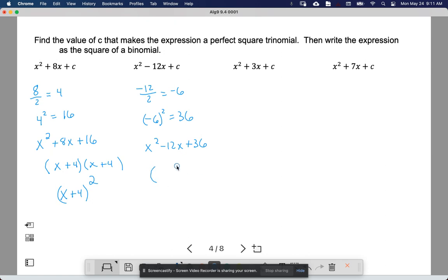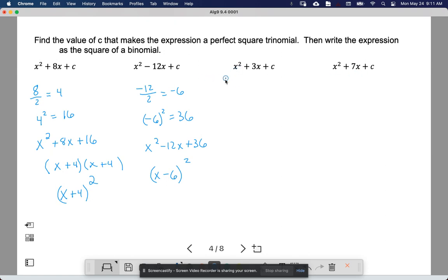So again, I'm just going to jump right into it. This time it's going to be a minus sign in the middle, an x, and then the square root of that, which is 6, which actually is right there. The minus 6 pulls it in. Just like this is the positive 4, pulls it in. So let's go ahead and do this third one together, and then we'll let you do the last one here.